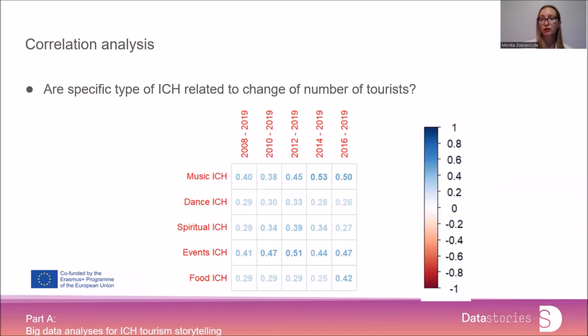One more thing that we wanted to measure is the correlation coefficient between different ICH element types and the change of number of tourists in different time intervals. Similar as in the previous slide, some ICH types correlation with the tourist flows change is higher than the other types.